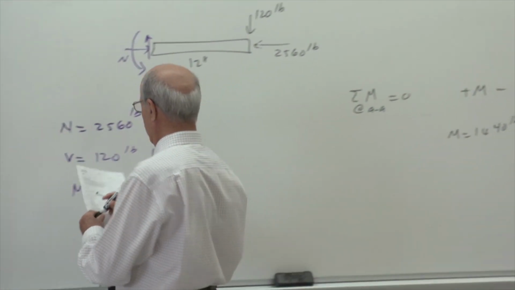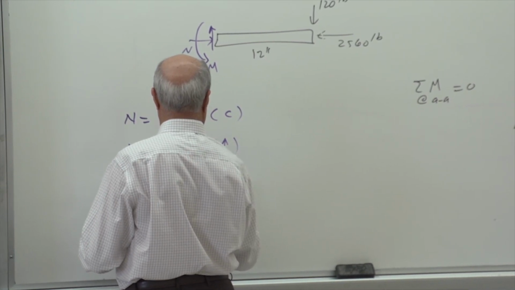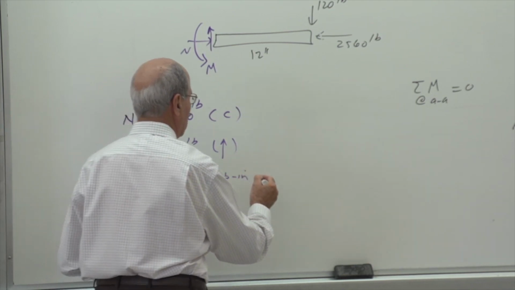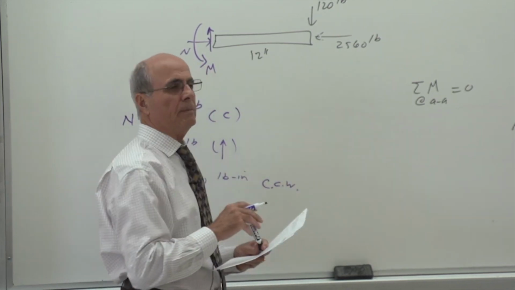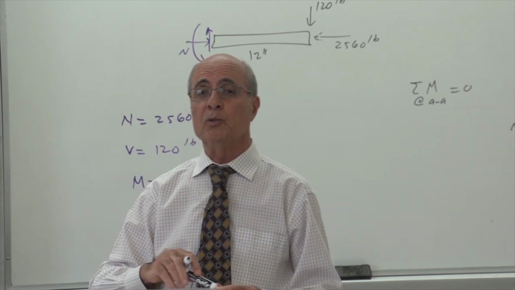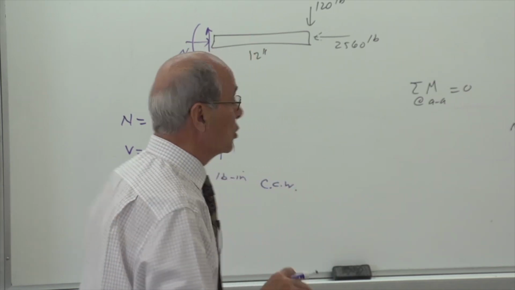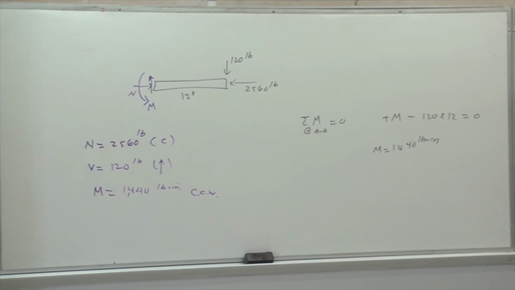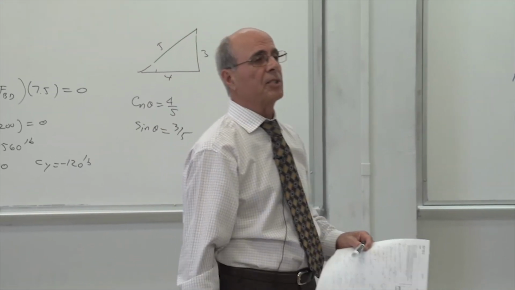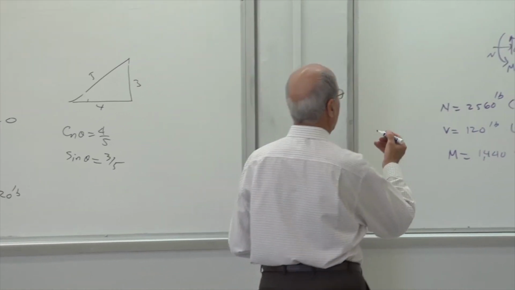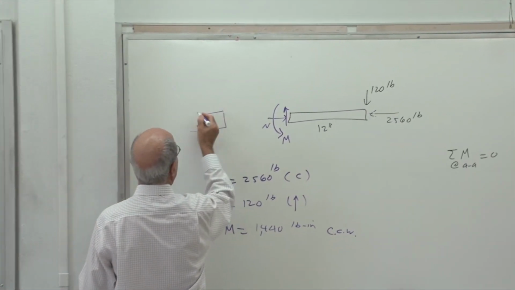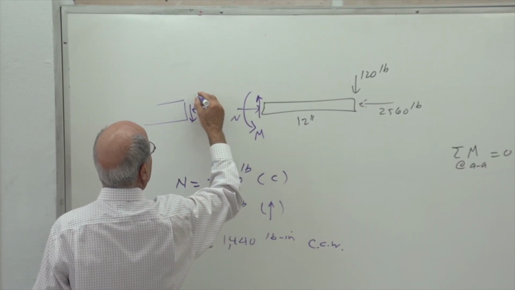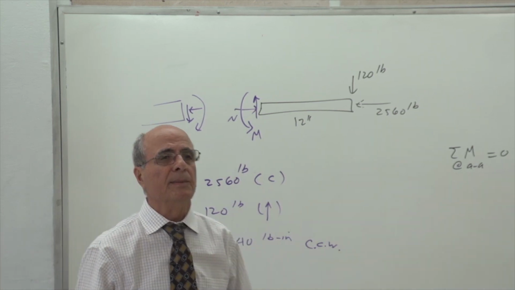So 1,440 pound-inch of moment, which is counterclockwise. Of course, if you go to the other side, you have to put equal and opposite. Those of you who came out with this result should be equal and opposite. This is the nature of statics, yes or no? So on the other side, if you are coming from the other side, this should go like that, this should go like that, and this should go like that. That's the answer for that.